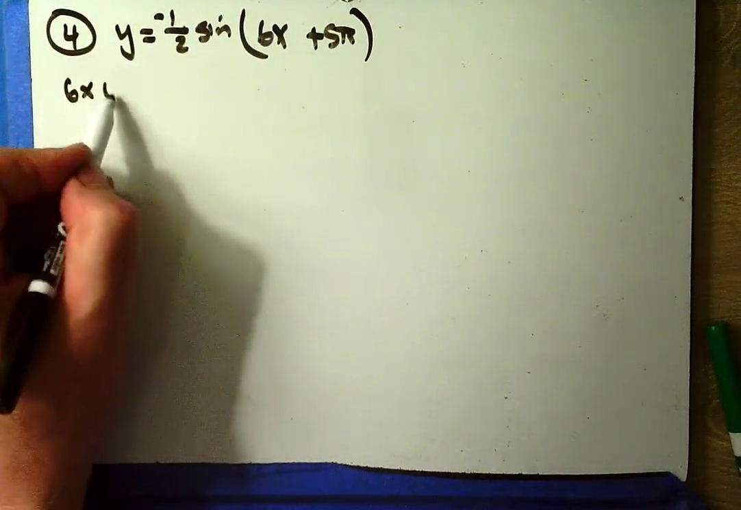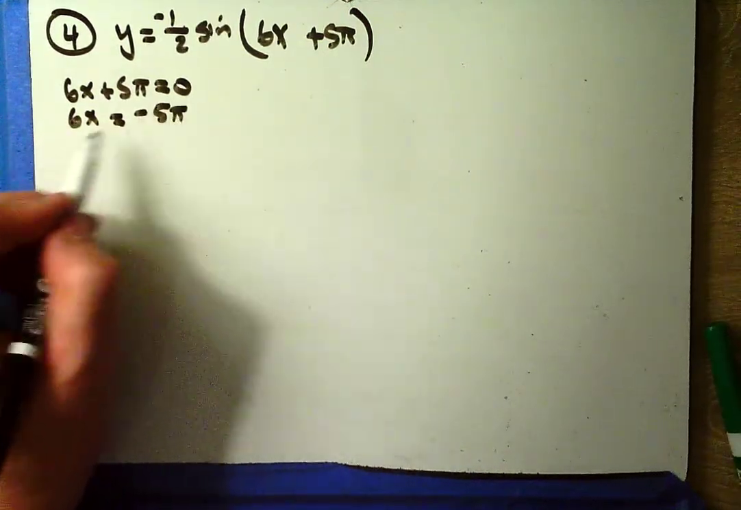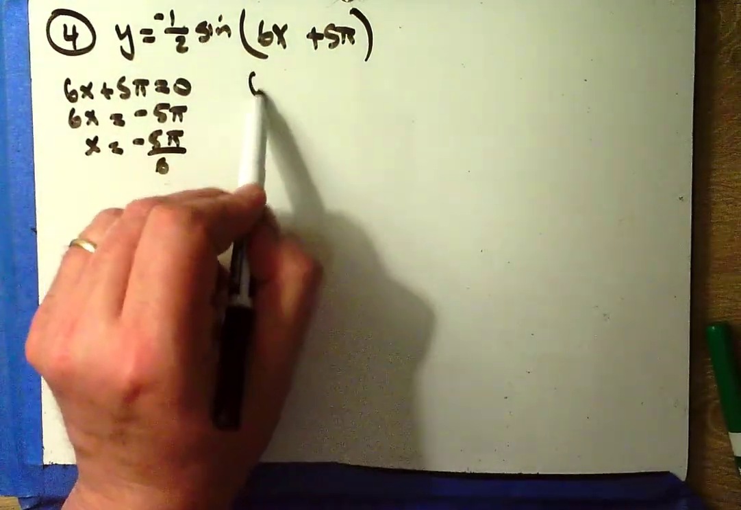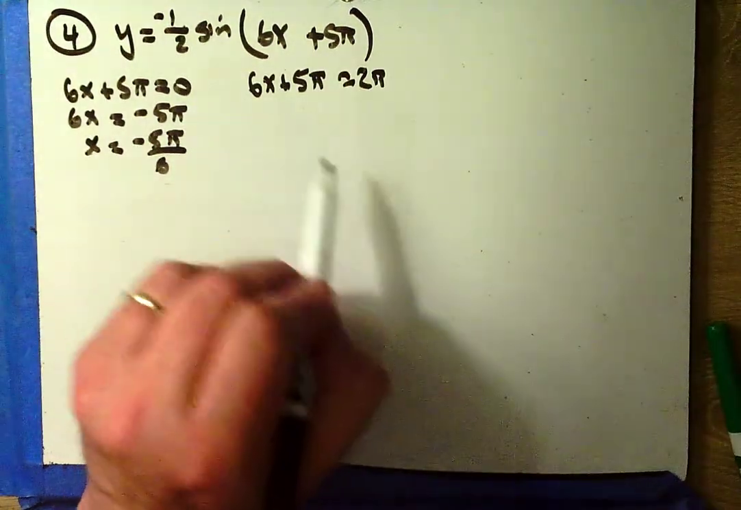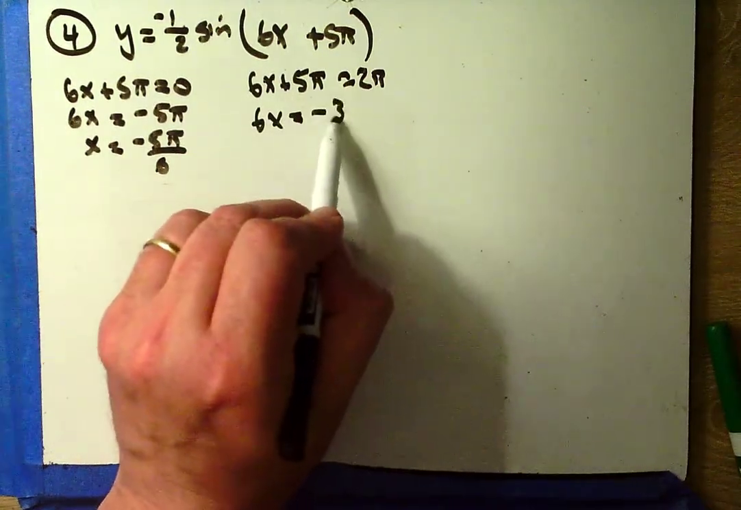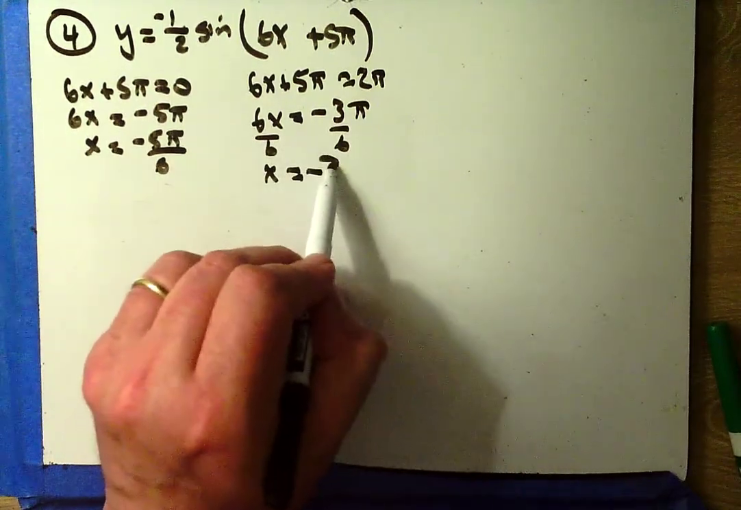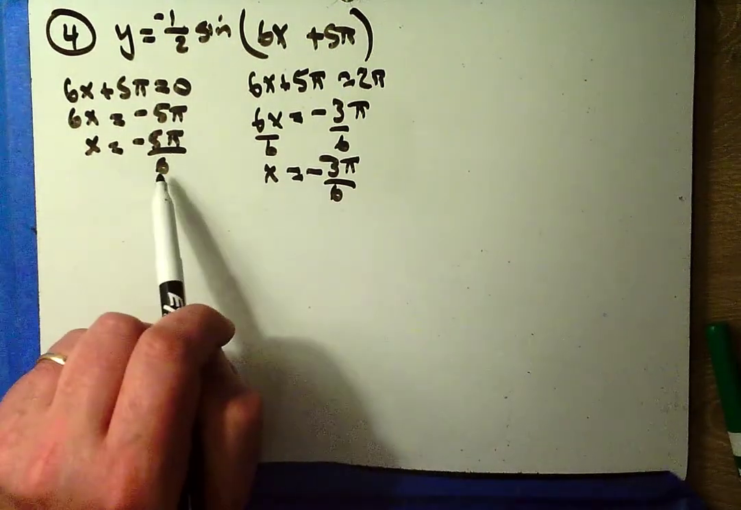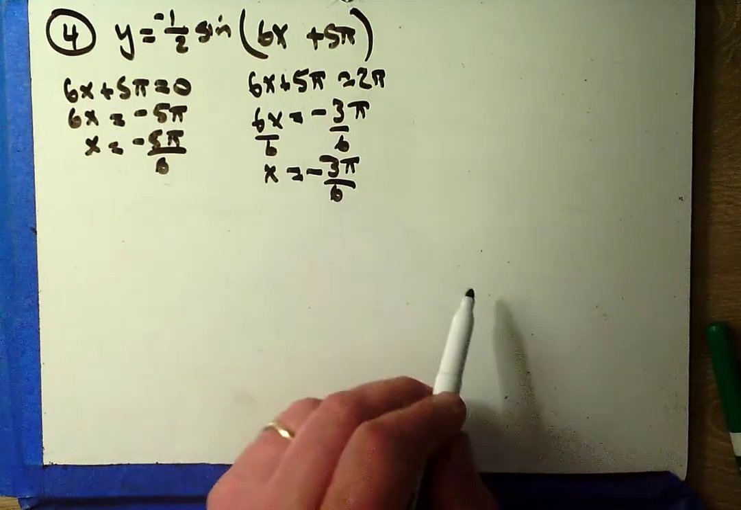Okay, so 6x plus 5 pi equals 0. 6x equals negative 5 pi. x equals negative 5 pi over 6. And 6x plus 5 pi equals 2 pi. When we subtract 5 pi from both sides, 6x equals negative 3 pi. And if we divide by 6, we get x equals negative 3 pi over 6. Now I know I can reduce this fraction, but for the purposes of finding quarter points, I'm actually going to leave that alone and not reduce it.